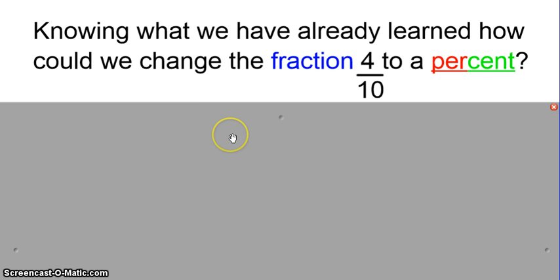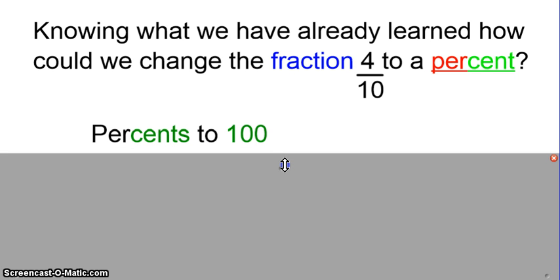So when we look at a problem like this, knowing what we have already learned, how could we change the fraction 4/10 to a percent? Knowing that percent is out of 100, and we want to make our percents out of 100. So looking at this, percents out of 100, this is a nice little reminder. We want to make sure that if we can, we get to 100, especially when we're using mental math. You can use a calculator for this, but I would encourage you to try to do this one on your own. So if you could pause the video and look at this one in your notes.